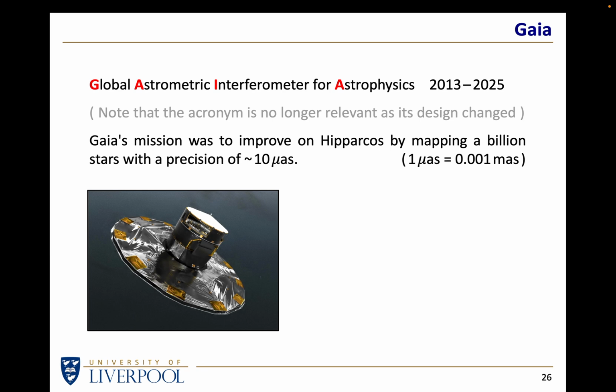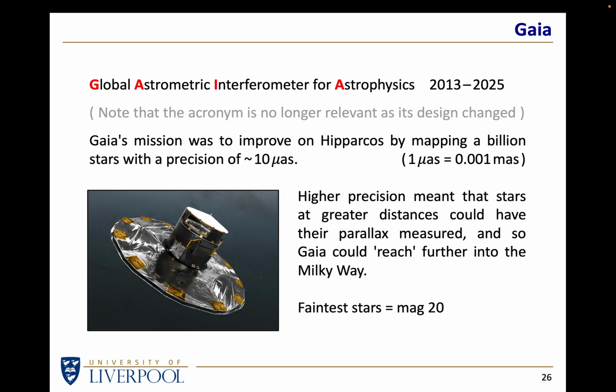The idea was Gaia will be launched and will improve on the Hipparchus satellite by mapping not 100,000, but at least 1 billion, if not 2 billion stars. And it will do it not with an accuracy of a milli-arc second. The intended accuracy was 10 micro-arc seconds, or 100 times better, because a micro-arc second is 1 part in 1,000 of a milli-arc second, which is 1 part in 1,000 of an arc second.